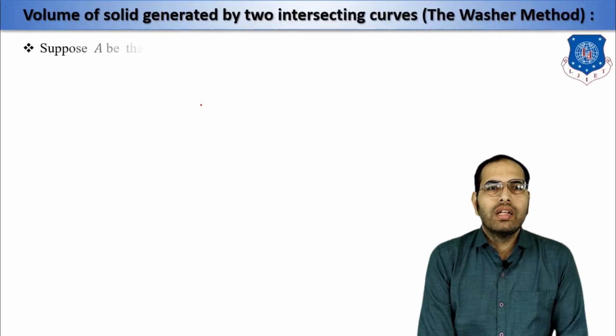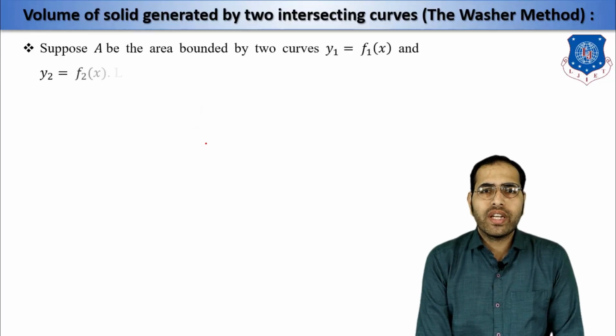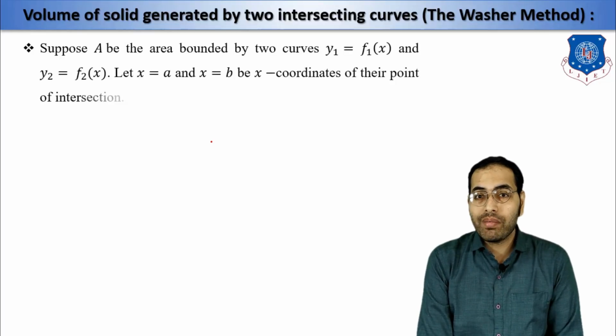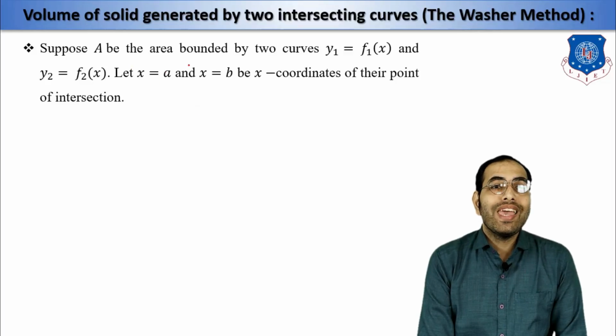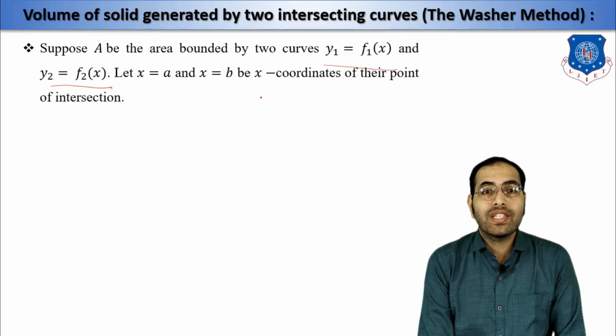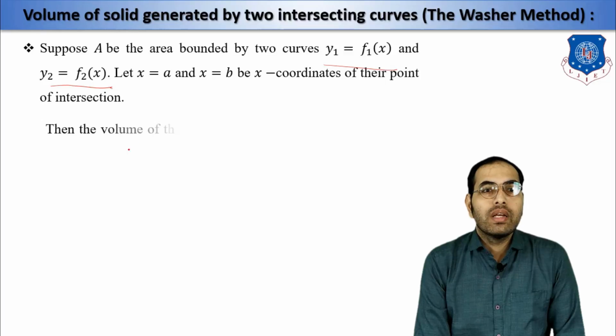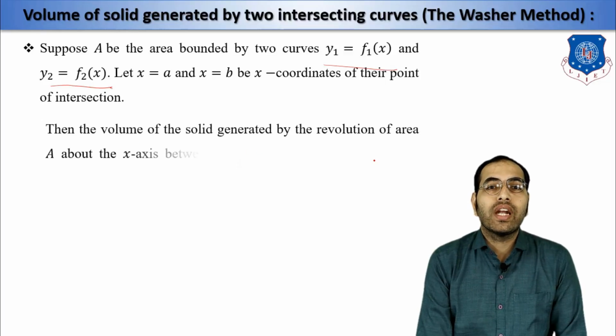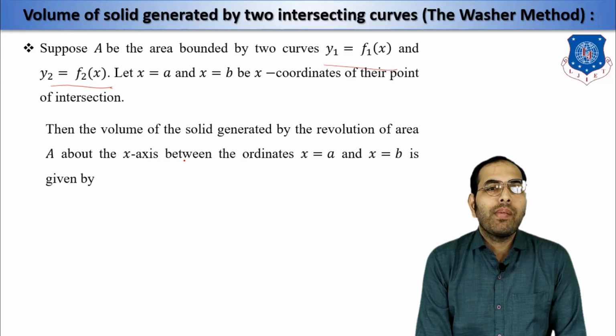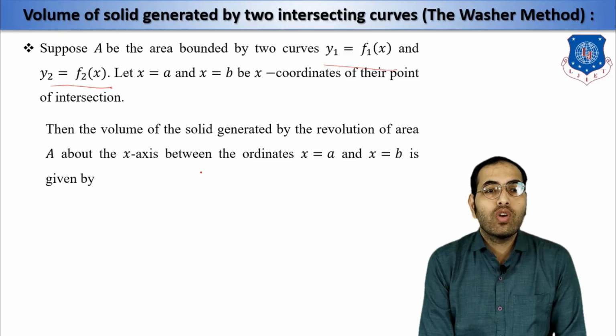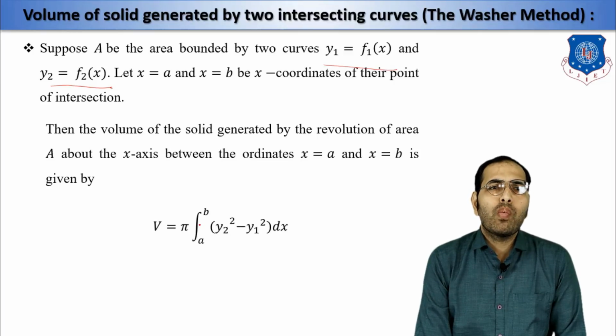Let's see the next topic, which is the volume of the solid generated by two intersecting curves, that means the washer method. Suppose A is the area bounded by the two curves y1 equal to f1 of x and y2 equal to f2 of x. Let x equal to a and x equal to b be the x-coordinates of their points of intersection. The volume of the solid generated by the revolution of the area A about the x-axis, between x equal to a and x equal to b, is given by capital V equal to pi integral a to b of y2 square minus y1 square.